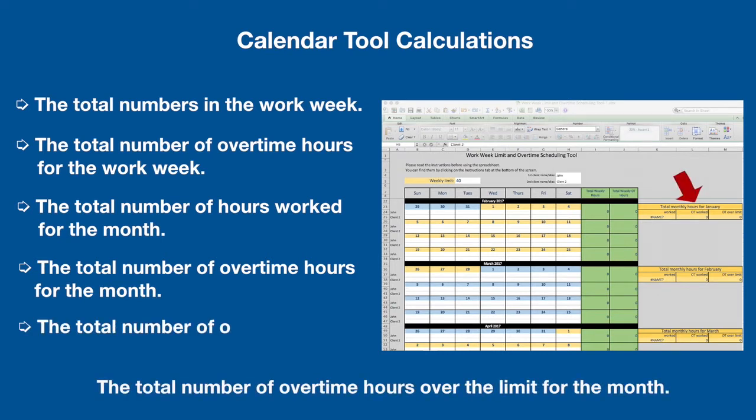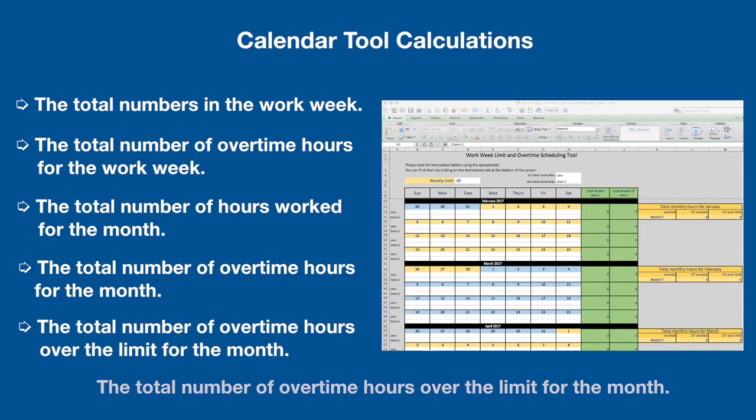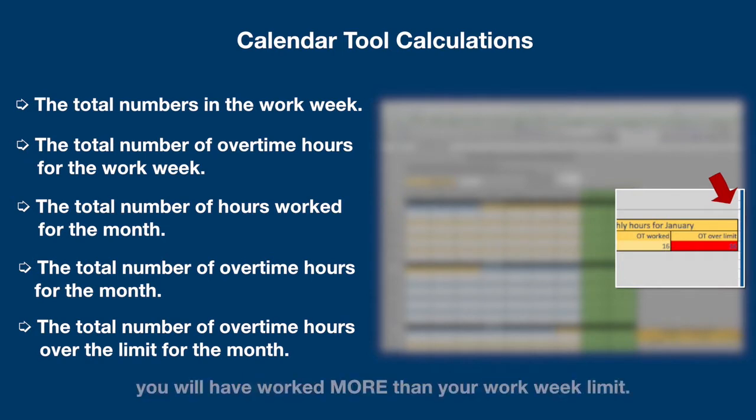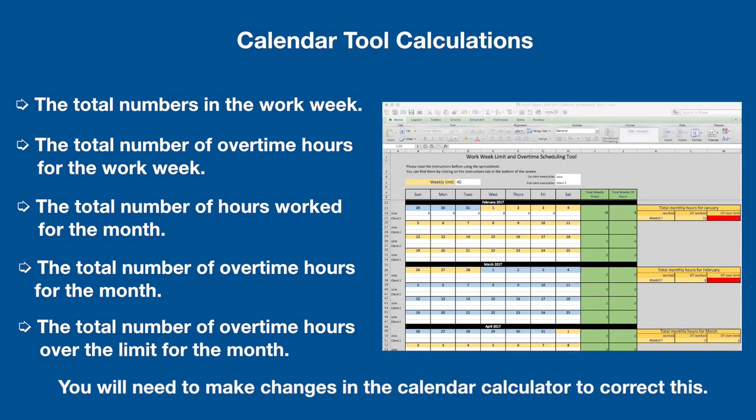The total number of overtime hours over the limit for the month is listed in the red box. If there are any hours listed in this box, you will have worked more than your work week limit. You will need to make changes in the calendar calculator to correct this.